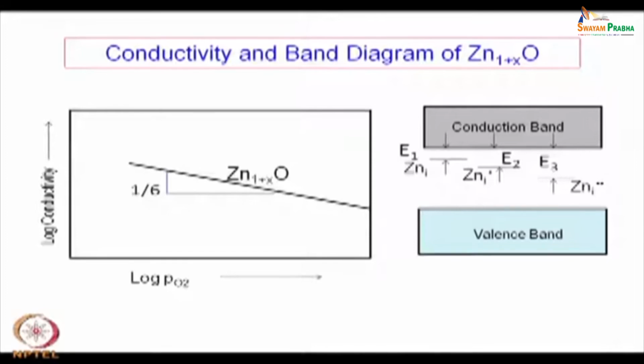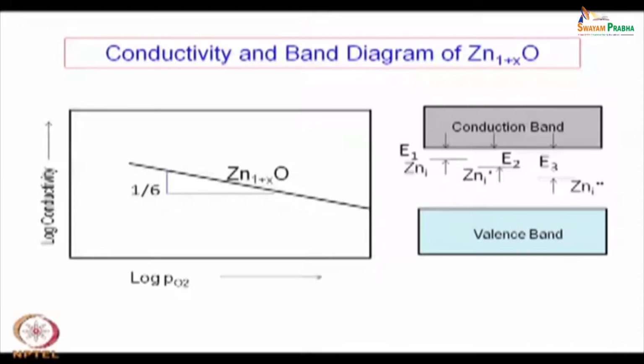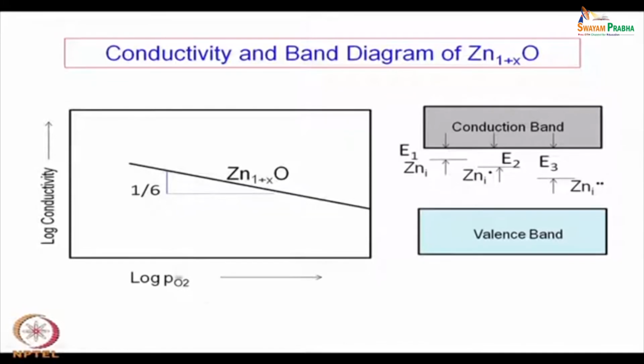This is another example of semiconducting oxides, once again created because of non-stoichiometry, and this non-stoichiometry here is because of metal interstitials. Metal interstitials act as donors, and therefore it is an n-type semiconductor, with a negative slope in log conductivity versus log PO2, and the energy levels will be like this.